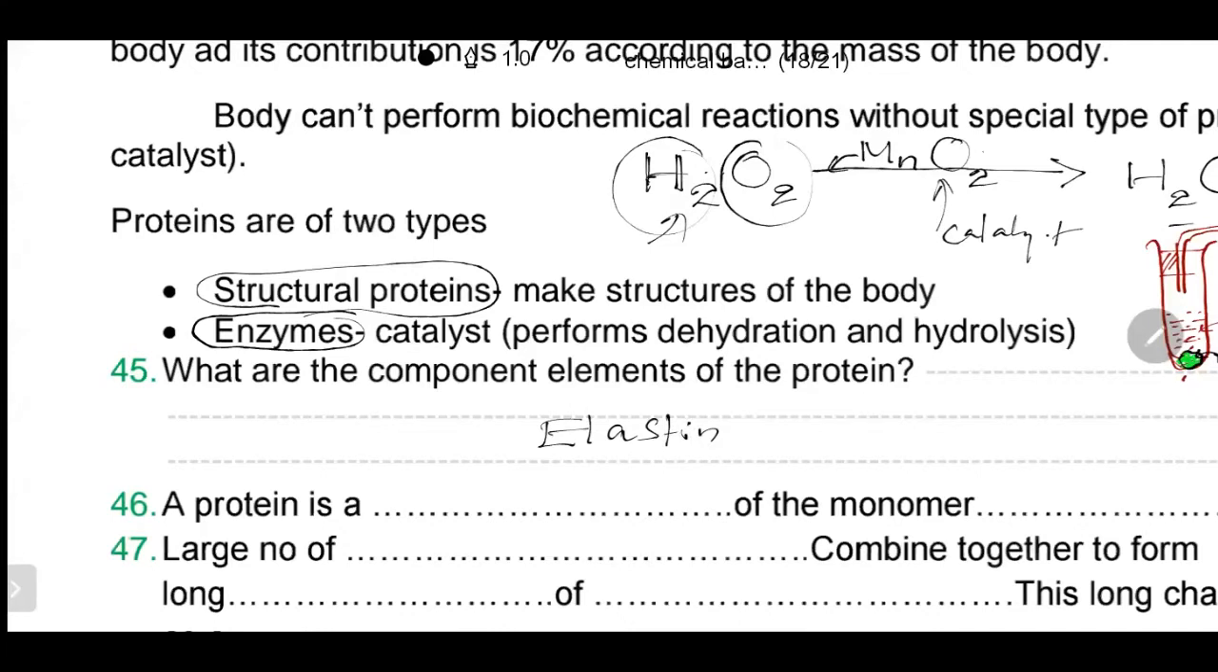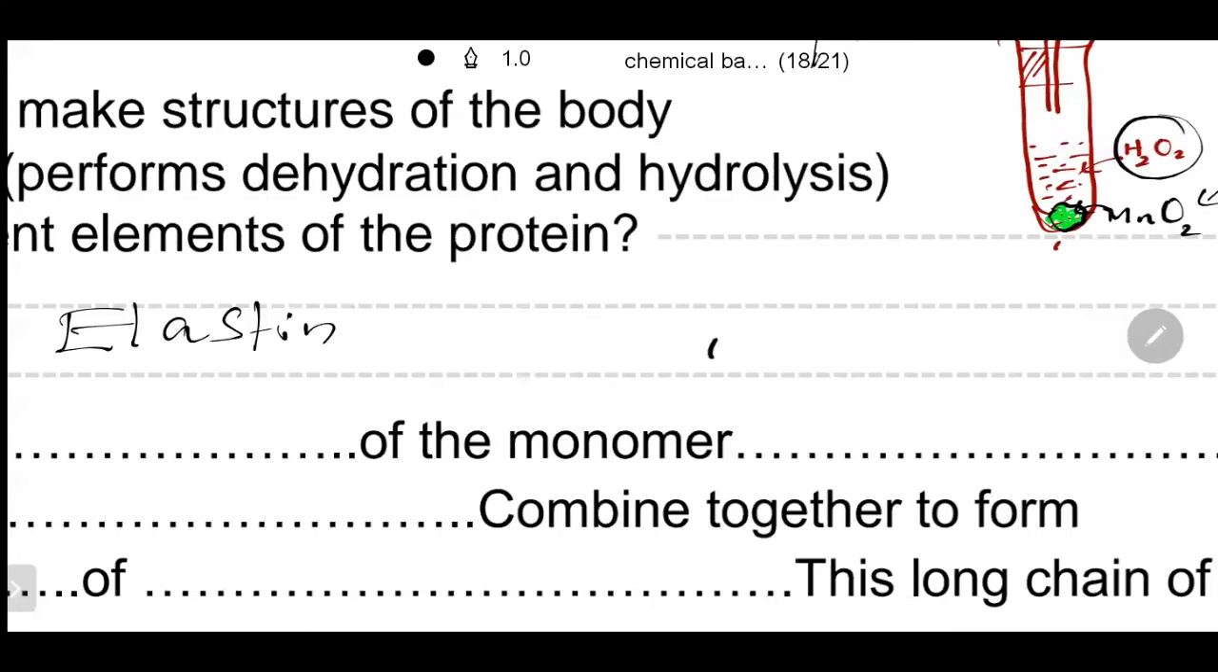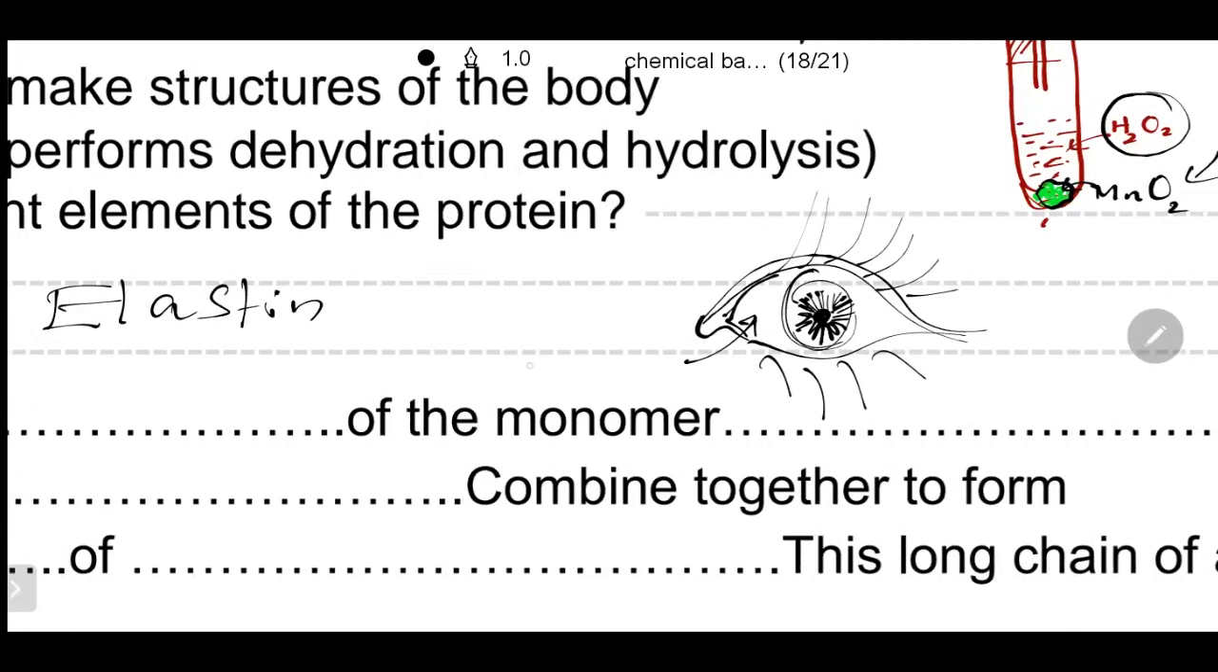Okay? The hard materials of your body, for instance, your eye. Your eye, and this is your iris, this is the pupil, and you can see this white part of the eye. It's very hard and it is not transparent. That part is made up of a special protein called collagen. So these different structures of the body have been made up of structural protein.